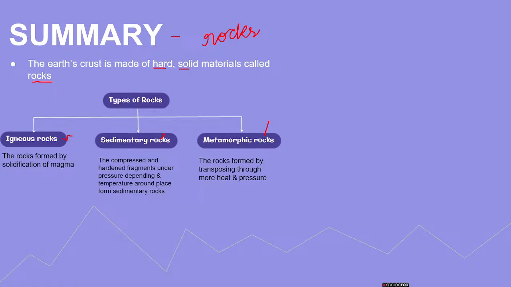Igneous rocks are formed by solidification of magma, but sedimentary rocks are formed by fragmented particles of igneous rocks deposited layer by layer under high temperature and pressure. Later, the metamorphic rocks are formed by transformation through more heat and pressure. So both of these rocks get transformed into metamorphic rocks.